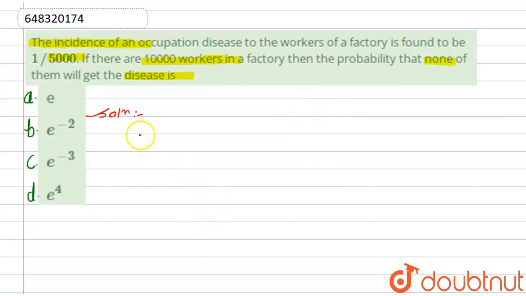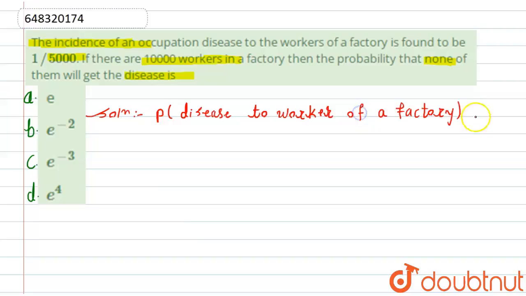First of all, we will write the given thing, that is, we have given the probability of disease to a worker of a factory. It is nothing but equal to how much? We have given 1 upon 5,000. Now according to the question, the total number of workers is 10,000. It means we have given n is equal to 10,000.